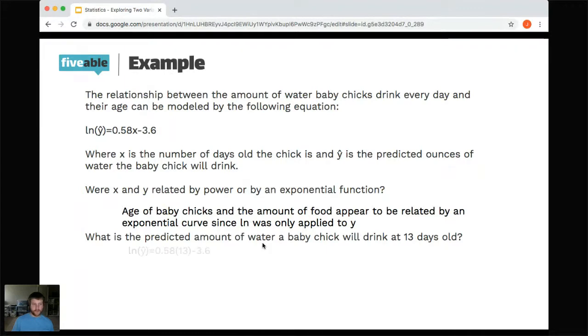Plug in 13 for x. That is correct. Plug it in. That's right. All right, and we get 3.94. Josie carrying us through there.